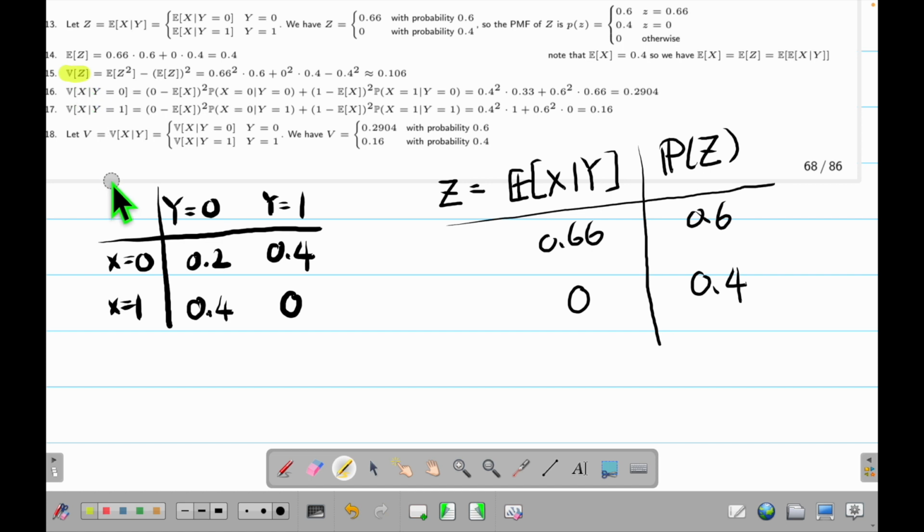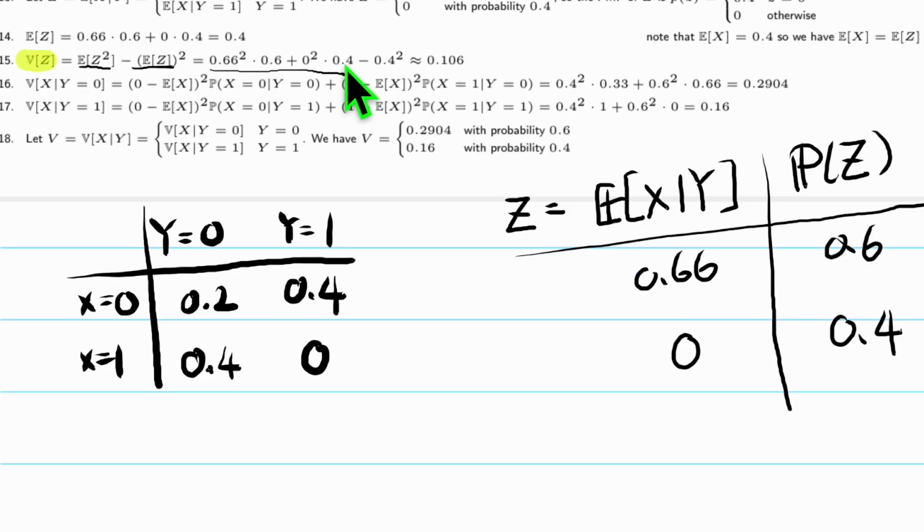Now, what's the variance of z? By formula, we can compute it using the expected value of z squared minus the expected value of z, the whole thing squared. This is the expected value of z squared. This is the expected value of z, the whole thing squared, which we just used from here. Okay, so this will be the number.